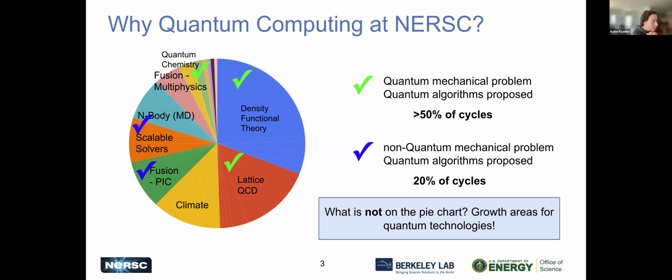But then there's also the big question of what people aren't even attempting to do right now because they're just too hard. The scaling is exponential. You can't do them on classical resources. And we're hopeful, and we believe the quantum community is hopeful, that there will be a number of these growth areas that will open up as the hardware and algorithms continue to develop. And we're looking towards those opportunities as well.